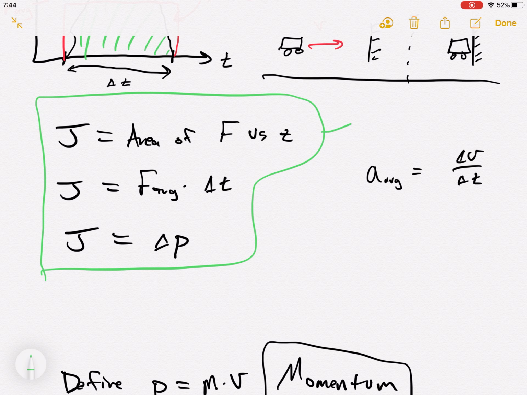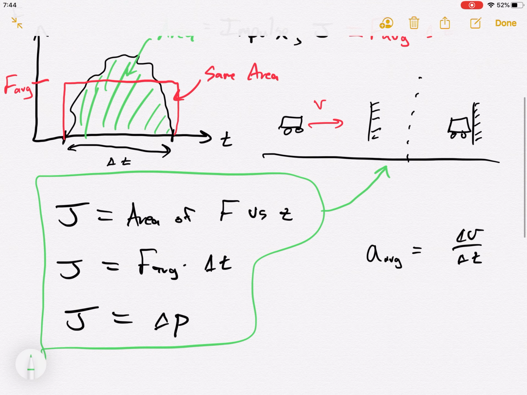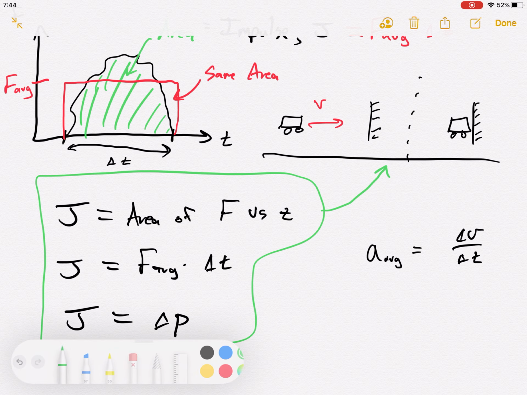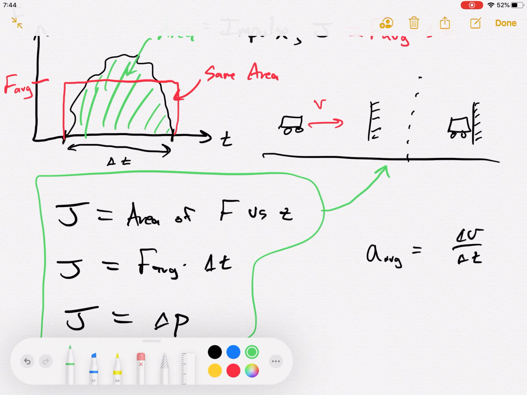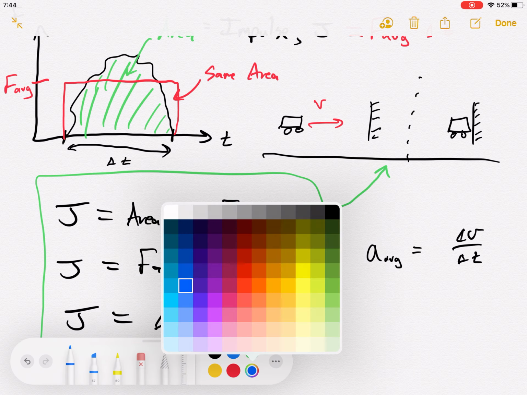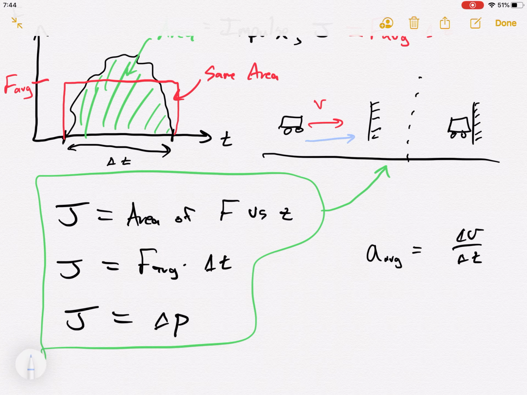And that brings me back to this example. When this car hits the wall, the change in momentum for that action is a fixed thing. It starts with some P initial. Let's use tealish. There's teal. So there's P initial, and P final is 0. As long as this car comes to rest, delta P is a fixed thing.